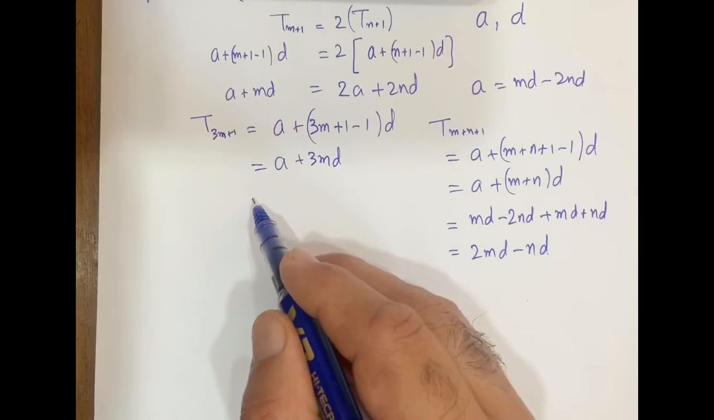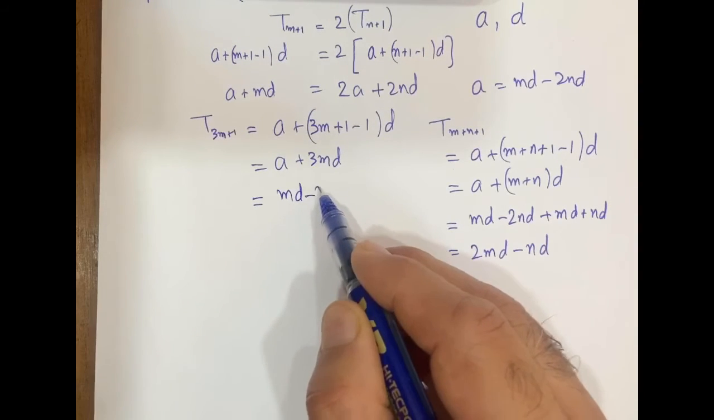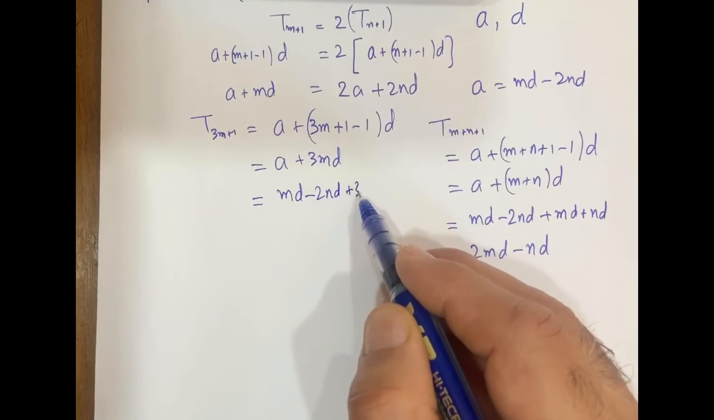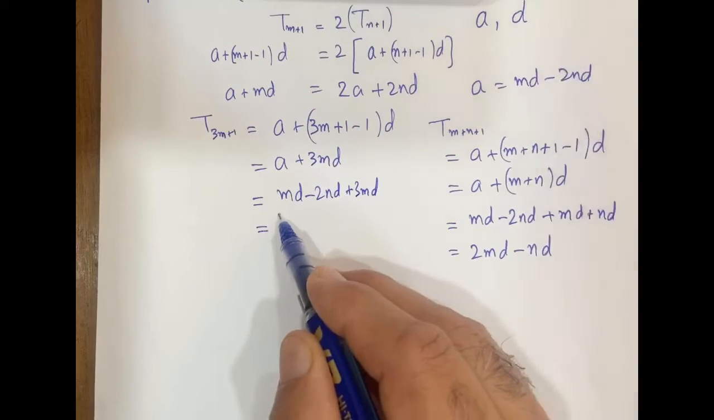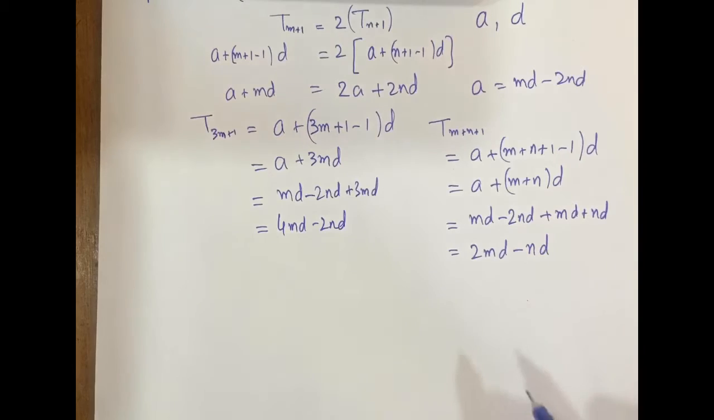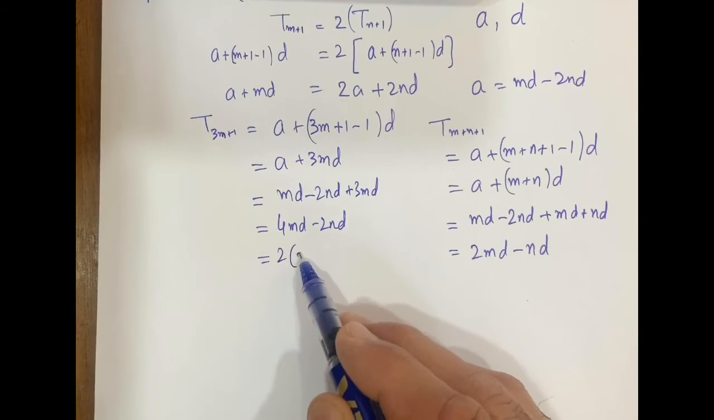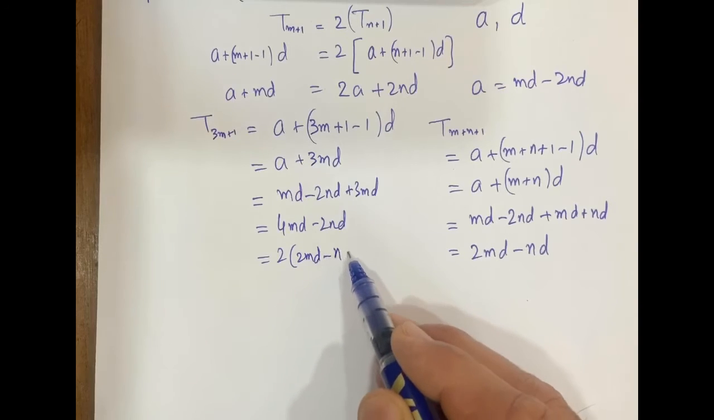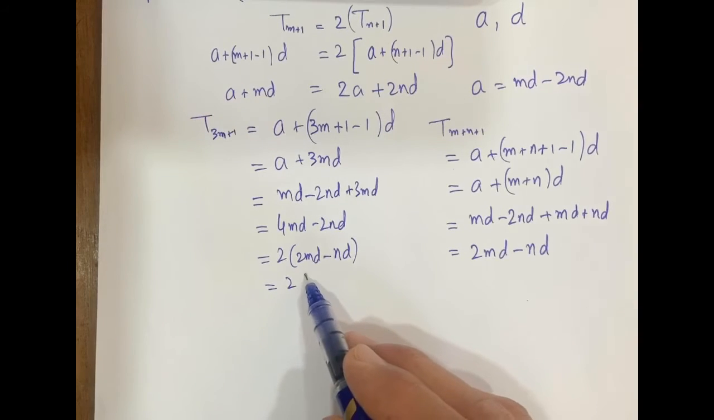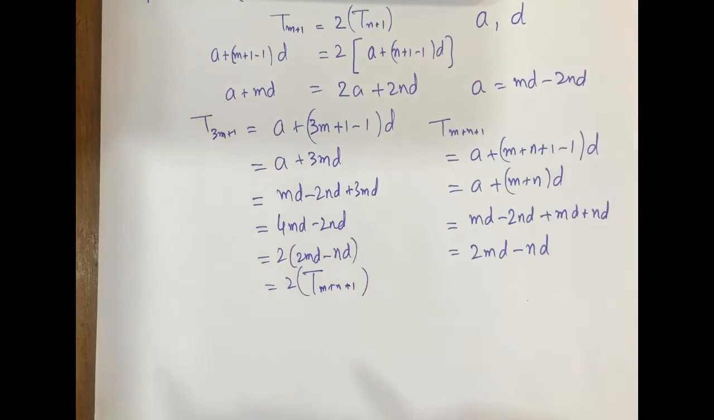And what about this? This is a is md minus 2nd plus this is 3md. So this is 4md minus 2nd. So we can see this is 2 times this. This is 2 times (2md minus nd). That is, it's 2 times T(m+n+1). This is what we wanted.